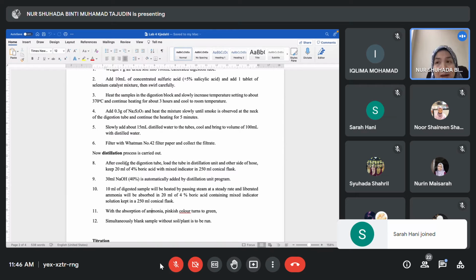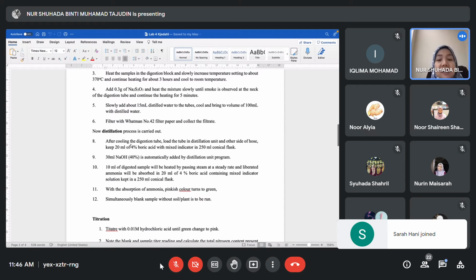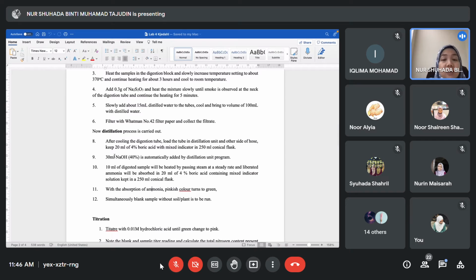Distillation process yang tekan-tekan tadi, masukkan data tu. Lepas tu kita distill dia and ammonia tu akan trap dalam boric acid. Okay, then kita masukkan mix indicator in the yang cone botol kecil tadi. Lepas tu kita akan do the process of distillation and then kita akan titrate dia.